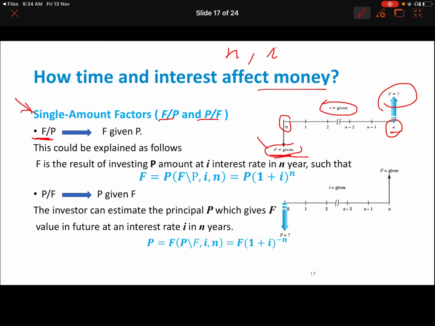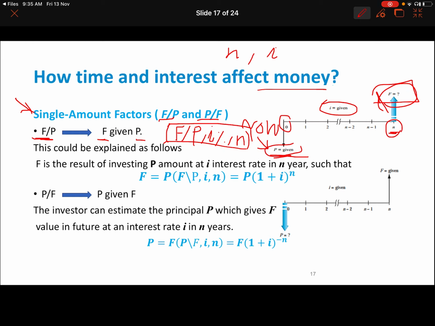I have a certain amount of money now, so this is P. I need to know how much I would have after n years, which is F in the future, which means it's F given P. And this factor, we learn it as F given P, if I put my money in a bank at interest rate I% for n years. For this bracket, we use tables to find the number.